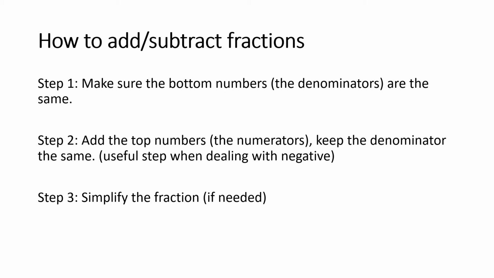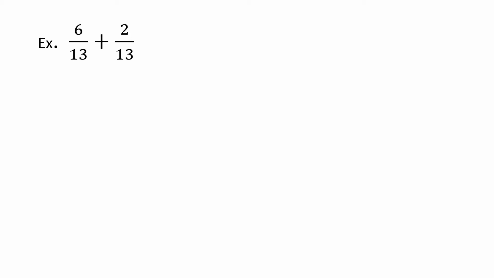Now let's move on to some examples. Let's say we have 6 over 13 plus 2 over 13. First things first, look at the denominators. They have the same number, so we can proceed to the next step, which is to combine the numerators all together. So 6 over 13 plus 2 over 13 becomes 6 plus 2, all over 13.